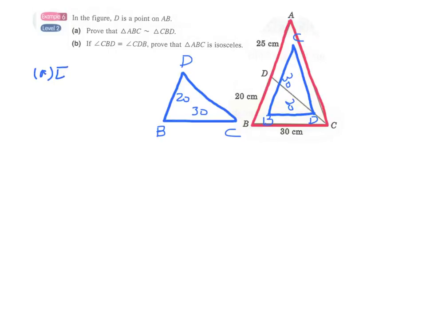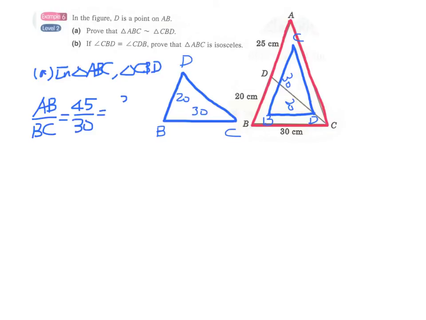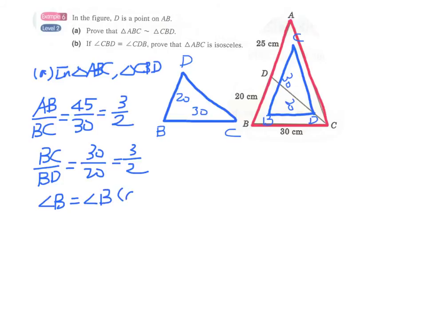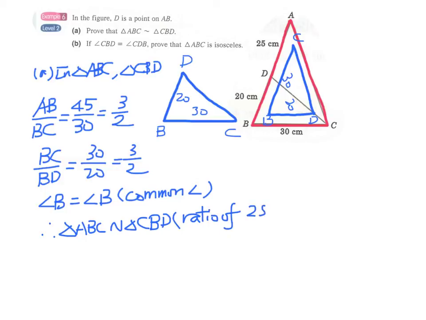Therefore, we can write down in part A, in triangle ABC and triangle CBD, we have to find the ratio of the sides first. We have AB over BC, which is 45 over 30, which is 3 over 2. And BC over BD, we have 30 over 20. Again, the ratio is also 3 over 2. And lastly, angle B equals angle B. This is a common angle. Therefore, they are similar triangles, and the reason is ratio of two sides, included angle.